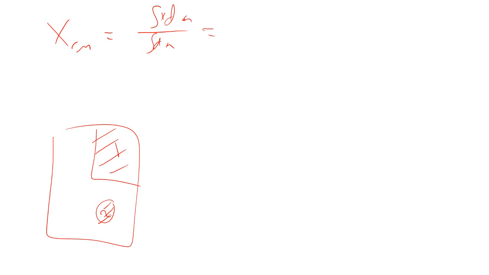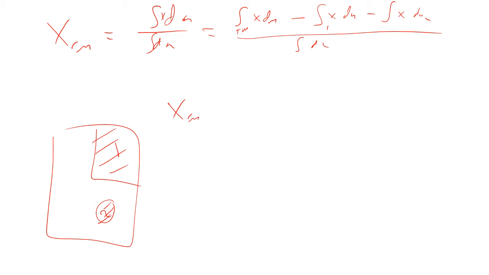So this integral of x dm is going to be basically the integral of x dm of the total thing, minus the integral of x dm of 1, minus the integral of x dm of 2. Okay, divided. So in other words, this is going to be equal to the center of mass of the total. Where's the x position of the center of mass of the total? Okay, and so the x position of the center of mass.